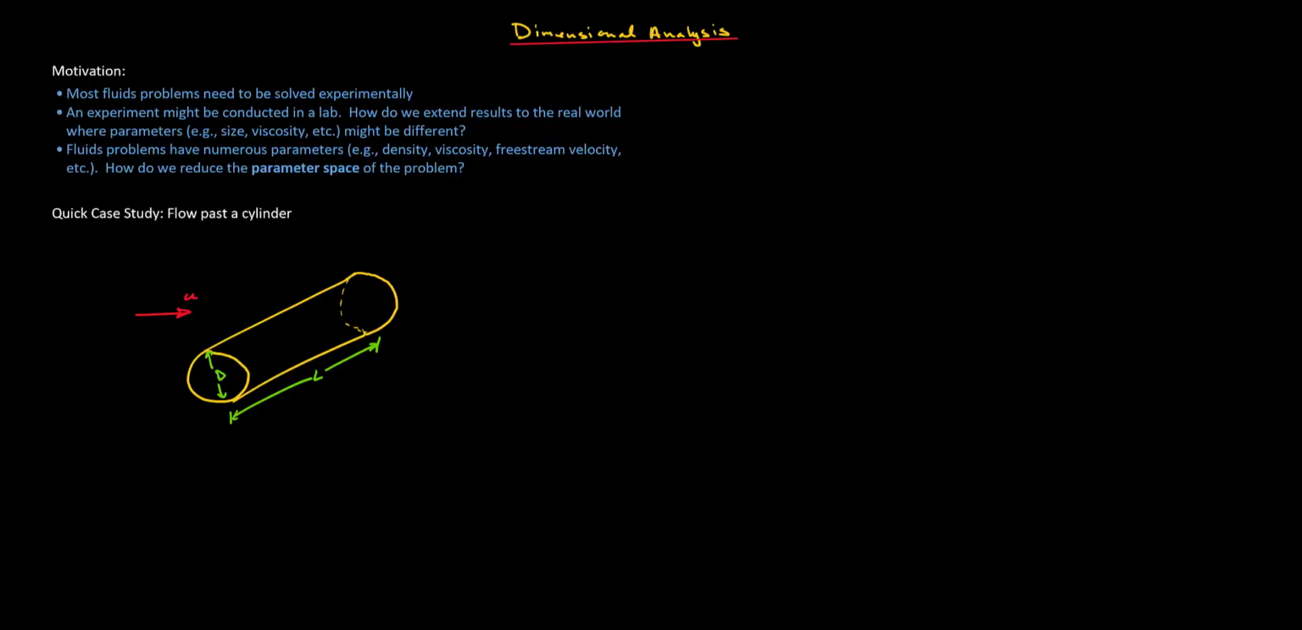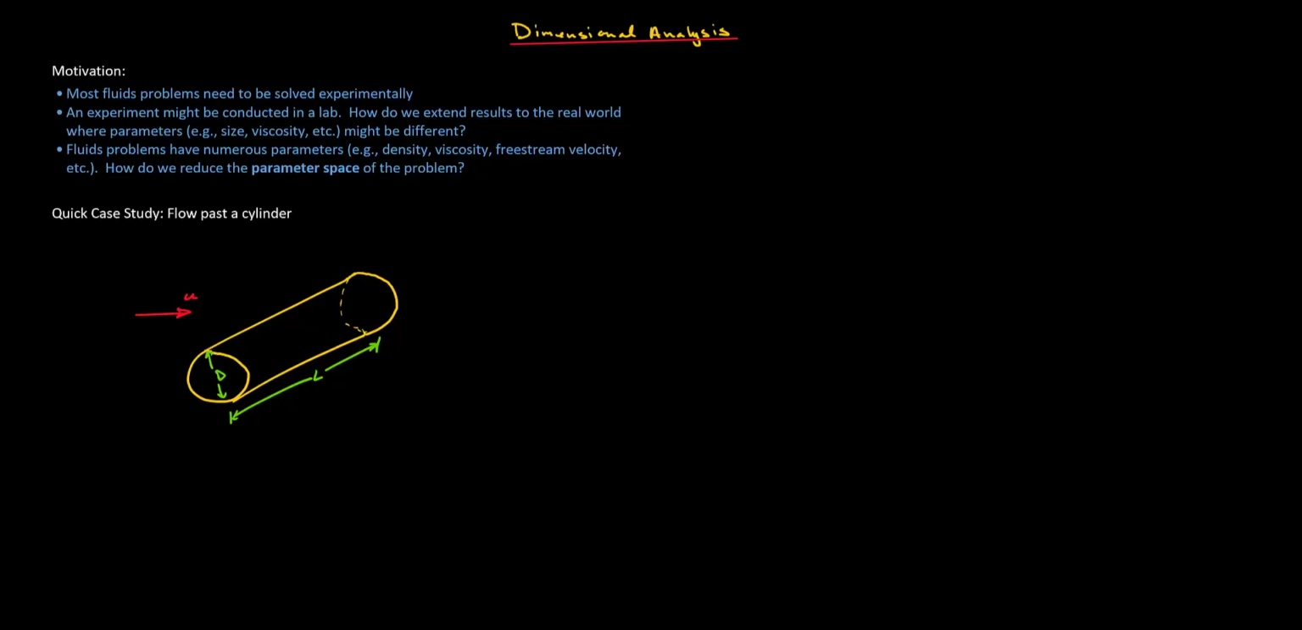Let's say we're trying to characterize the drag on a car, right? It has a pretty big parameter space. We can deduce that the drag might be dependent on the velocity of the air, on the density of the fluid, on the viscosity of the fluid, on the size and shape of the car. So there's quite a few parameters to consider, right?